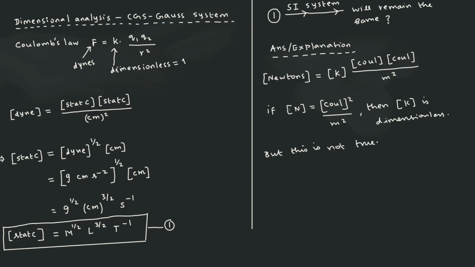What is not true is that this particular equation that we have written here, Newton is equal to Coulomb square divided by meter square. This is the place where the not equal to is going to come. We will see how it is coming. And because of that, since these two things are not equal, K cannot be dimensionless. So this particular relation is not equal, and so K will be having dimensions.